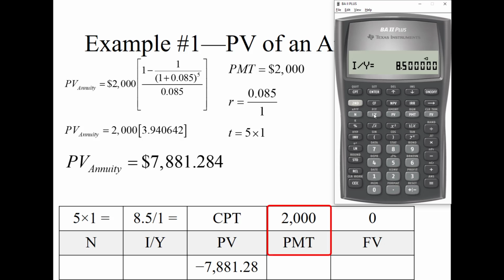In this case, our payment is going to be listed as a positive amount. And the reason I'm going to list it as a positive amount is because that's how much we are going to receive. It's going to be a cash inflow to us. So I'm going to type in 2,000 and then PMT. Our future value is going to be 0. And now we're going to compute our present value. And that cash flow is going to show up as a negative amount. And the reason it's a negative amount is because it assumes that we would have to pay for it or invest a certain amount in order to receive those $2,000 payments.